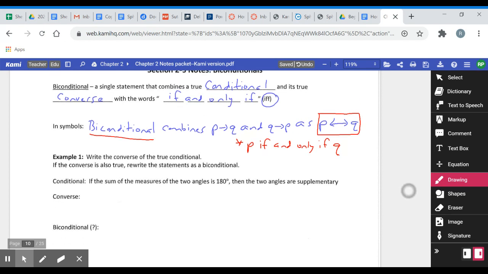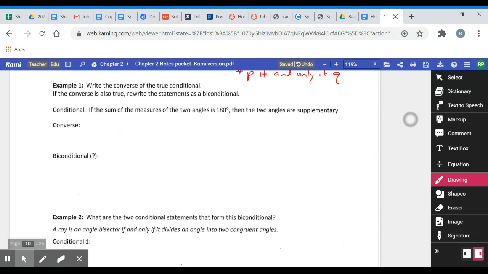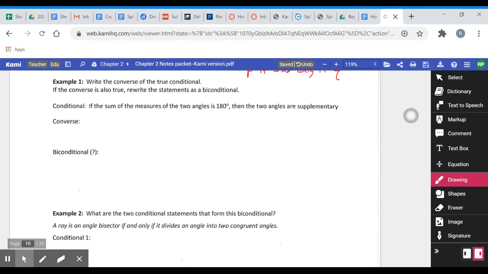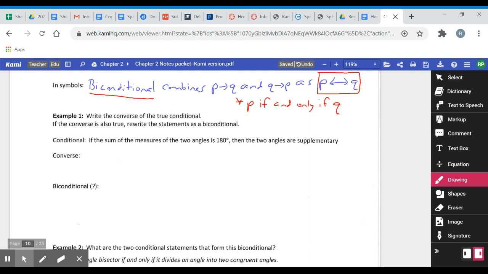So let me move this up a little bit. It says in Example 1, write the converse of the true conditional. If the converse is also true, rewrite the statements as a biconditional. Okay, so the original conditional says if the sum of the measures of the two angles is 180, then the two angles are supplementary. So again, I like to just write little reminders for myself.